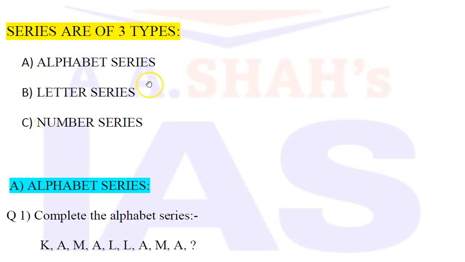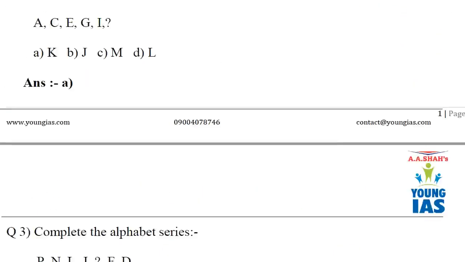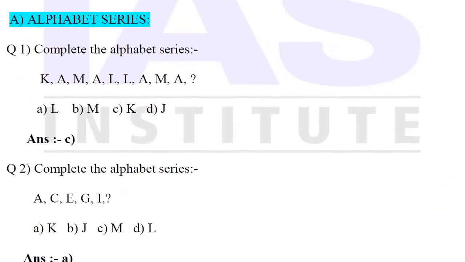Before getting started with the topic, you should know the alphabets from A to Z and their corresponding numbers also. For example, A is 1, B is 2, Z is 26, Y is 25, X is 24. Every alphabet with its corresponding number should be known to you all. Getting started with the alphabet series here.